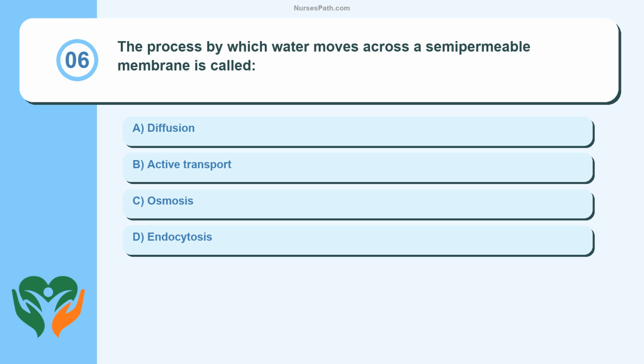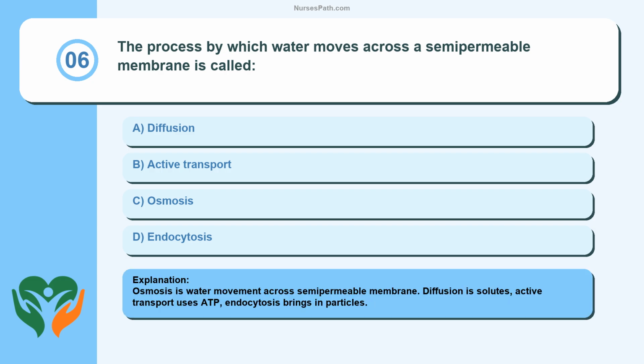Question 6. The process by which water moves across a semi-permeable membrane is called diffusion, active transport, osmosis, endocytosis. Osmosis is water movement across semi-permeable membrane. Diffusion is solutes, active transport uses ATP, endocytosis brings in particles.